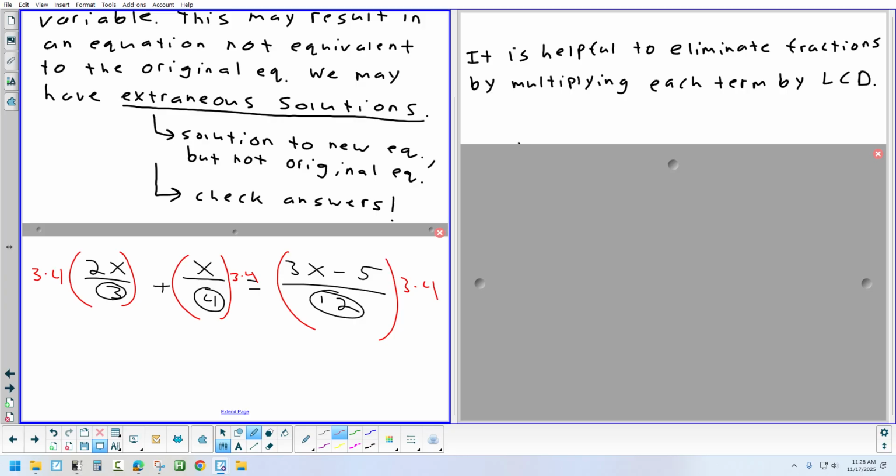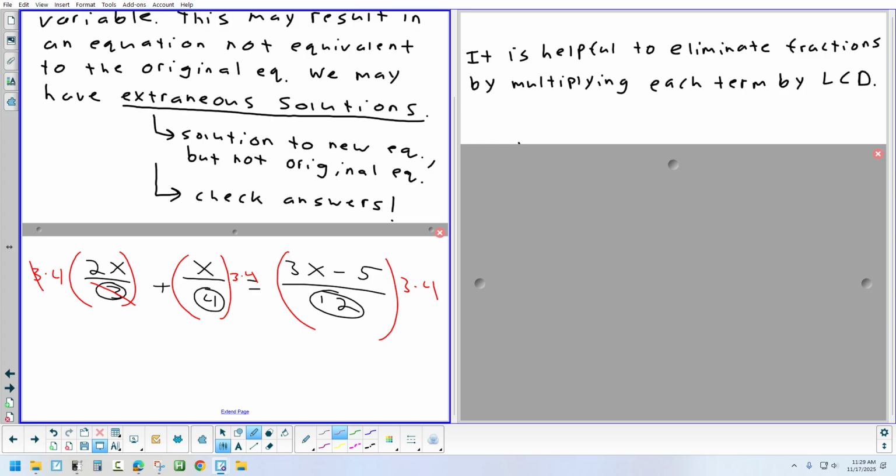What's going to happen in that first fraction? 3 times 4 times 2x divided by 3. Will the 4 be distributed? What about the 3? The 3 is going to cancel out, because you have a times 3, but then you have a divided by 3 in the same problem. Timesing by 3 and dividing by 3 cancel each other out.